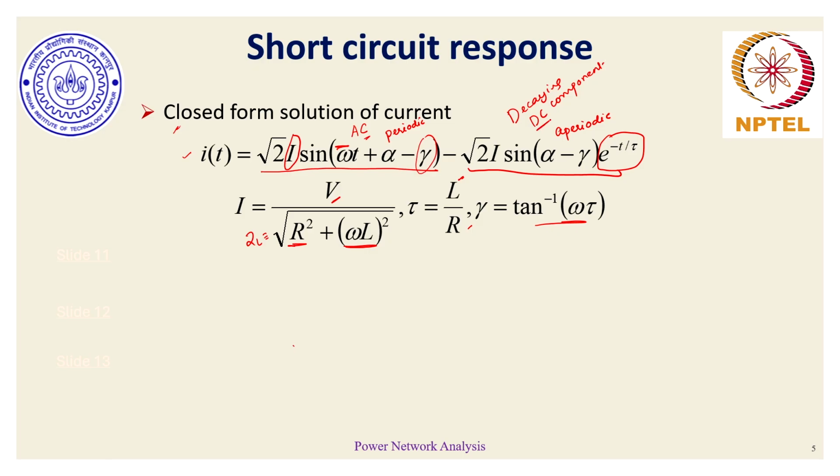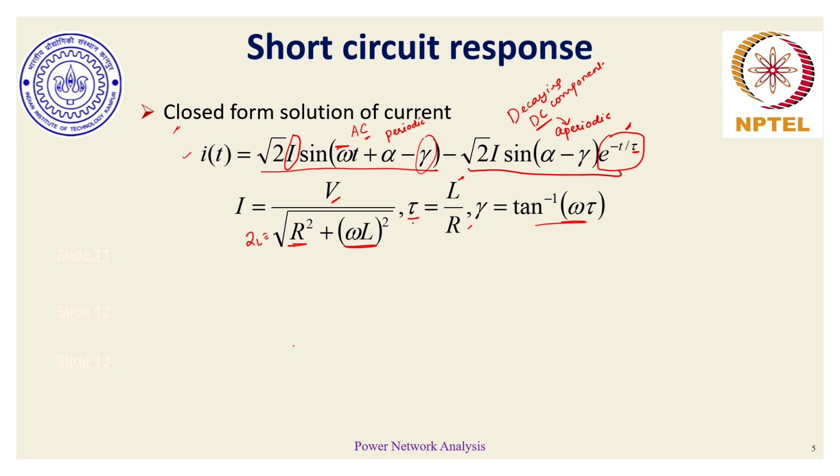We'll spend some time on this terminology, why it is called decaying and why it is called DC. The term DC can be understood straightforwardly because this component doesn't have any periodicity. It is an aperiodic signal. Our DC signals also don't have any periodicity; a DC signal will always have the same constant value throughout time. But since this component is not a pure DC and has an exponential component to it, this exponential component is a function of tau.